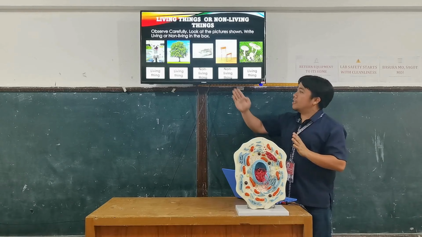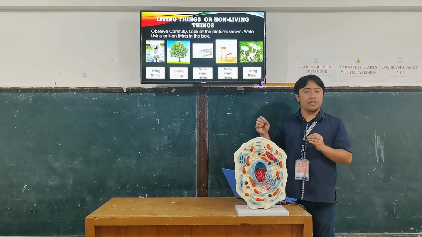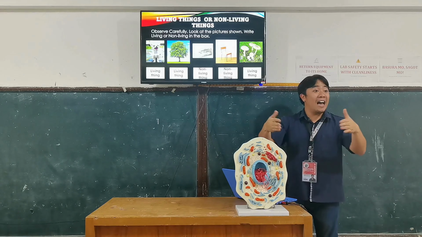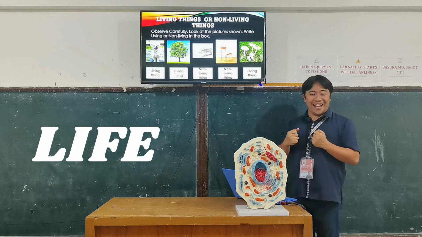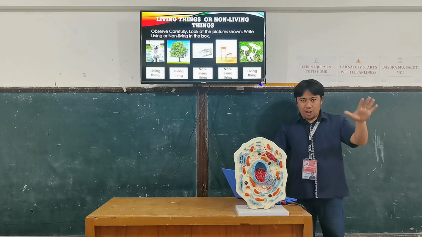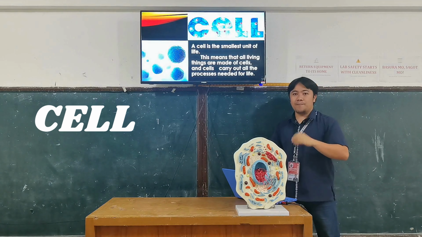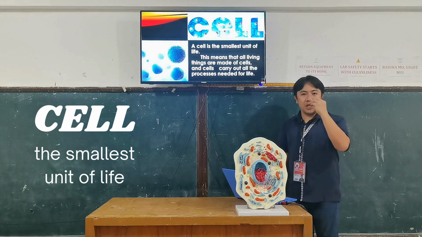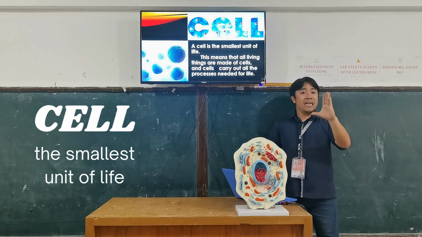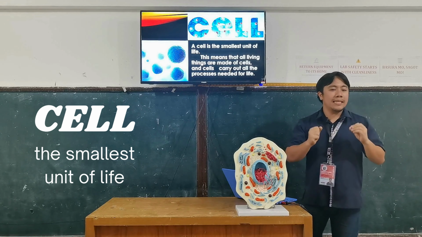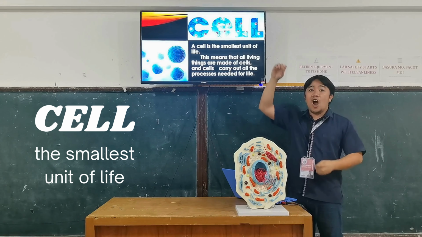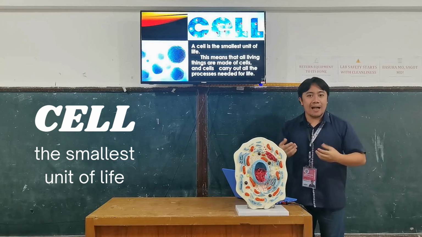What do you think the living things have in common? Wonderful. The answer is they all have life. Okay? Good job. Now let's try to talk about the cell. Everybody please read. A cell is the smallest unit of life. It means that from the smallest bacteria to the biggest animal and the tallest tree, all of them have cells.